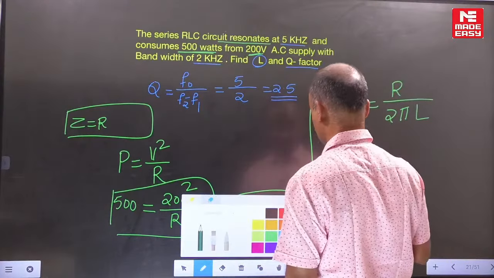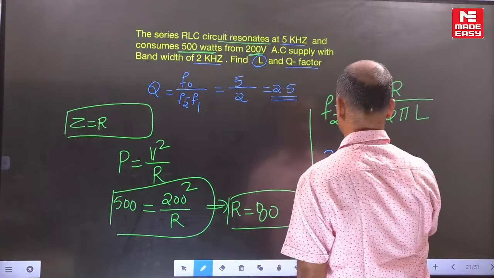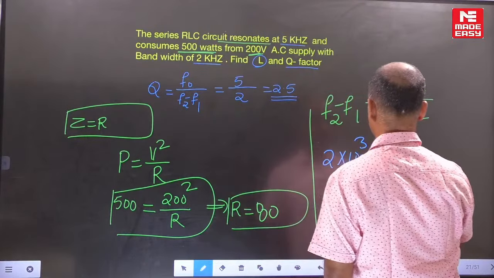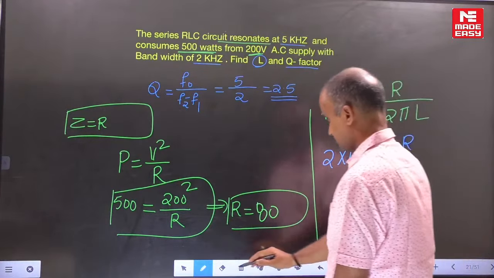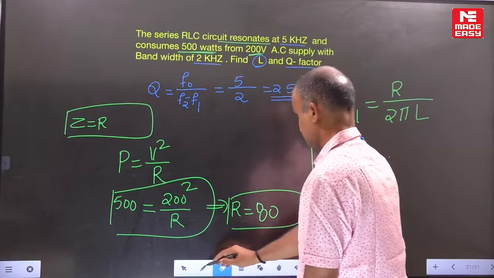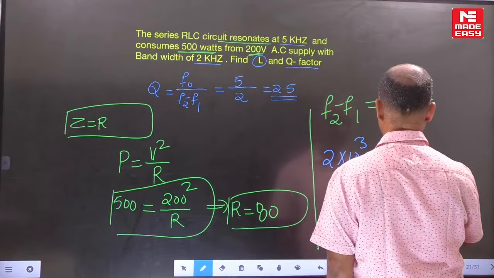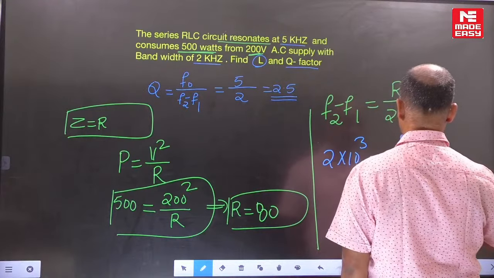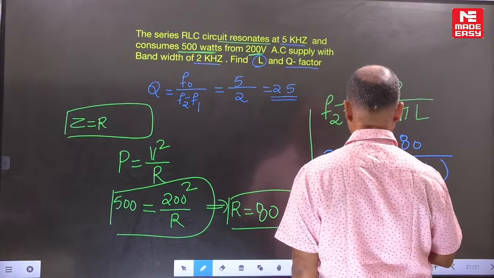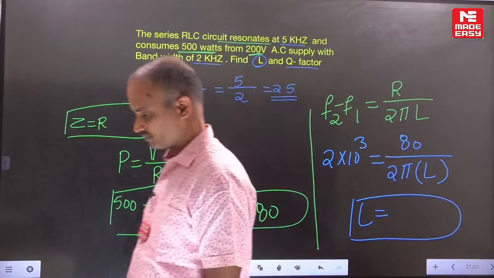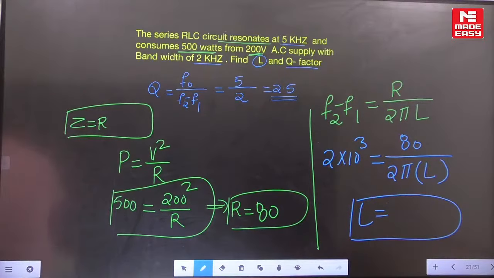Now for this particular example, bandwidth how much here? 2 kHz. Bandwidth is 2 kHz. Now what is the resistance value? Resistance is 80. Bandwidth is R by 2 pi L. By simplifying this one, can you find out the inductance value? Simplify, and you get the inductance value.